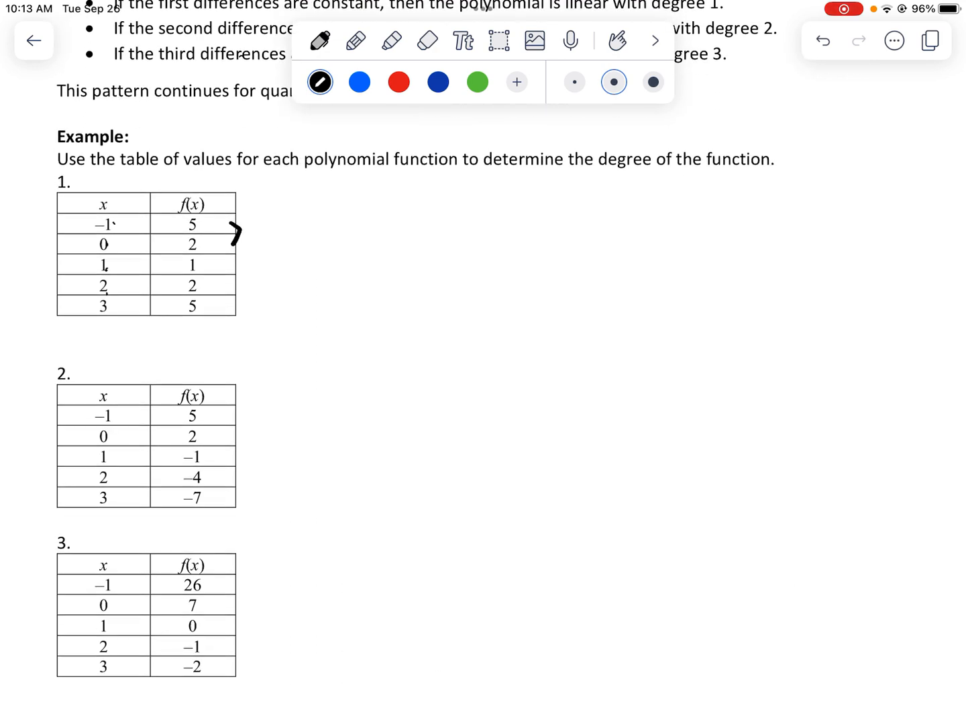Which they are. So this one is going up by 3, down by 1, up by 1, up by 3. So if we look at this one, it's going down by 4, up by 2, up by 2. This should be going down by 3, I'm sorry. So then it's going up by 2 here. So, yeah, 5 to 2 is negative 3. So the second difference is constant, so it is a quadratic.